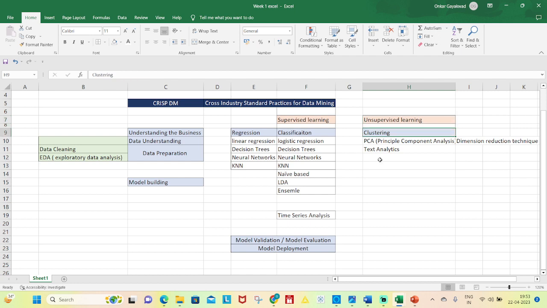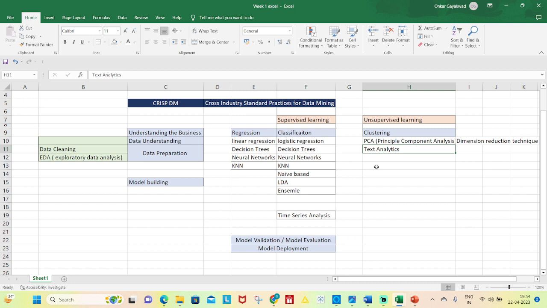This technique is known as clustering, in which you can have a PCA model, an algorithm that follows PCA, which is known as principal component analysis, also known as a dimension reduction technique, right? You can have text analytics, like maybe a big celebrity or a big politician has made a speech. You want to know which were the prominent words used, maybe power, independence, self-dependence. This all can be done through text analytics.